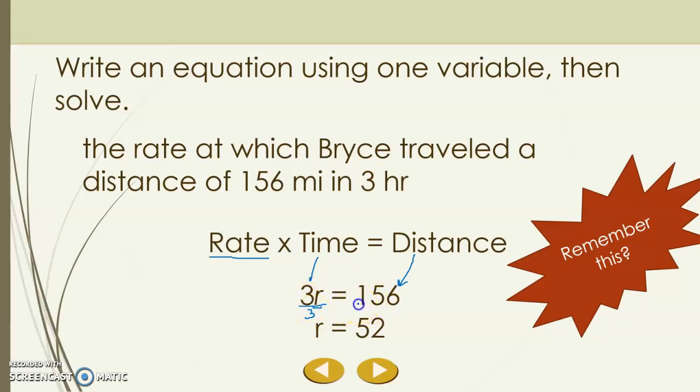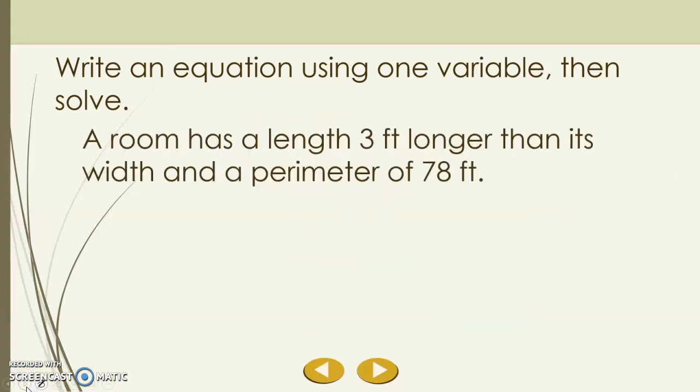Whatever we do to one side, we have to do to the other. We've got to keep that scale balanced. And when we divide 3 by 3, we get 1. So 1r equals 156 divided by 3 is 52. So we can figure out that Bryce was driving 52 miles per hour. Don't forget to put that little distance and time tag there at the end, which we get from the original equation. So he wasn't speeding at all.